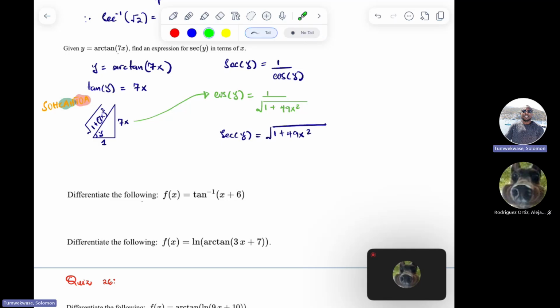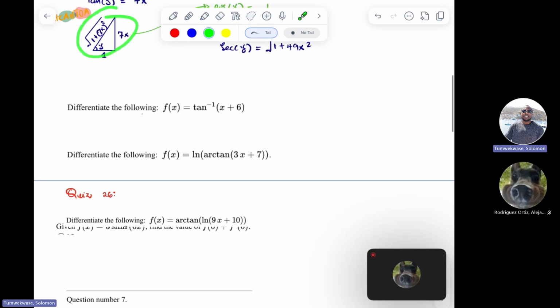So why I chose this is because I just wanted to remind you of the triangle. In some cases, even when you take derivatives, you're going to need this triangle. Okay.